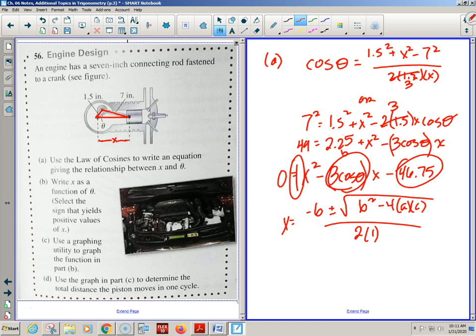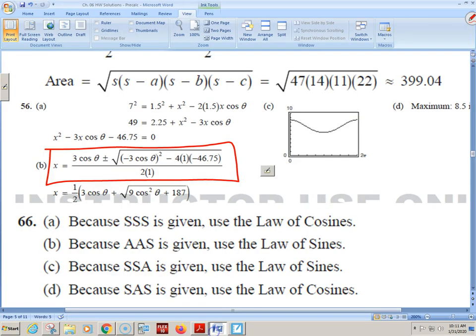They said go ahead and graph it. So to graph it, all we have to say is, oh, y1 equals, and plug in this whole quadratic formula into your y1. And what do?